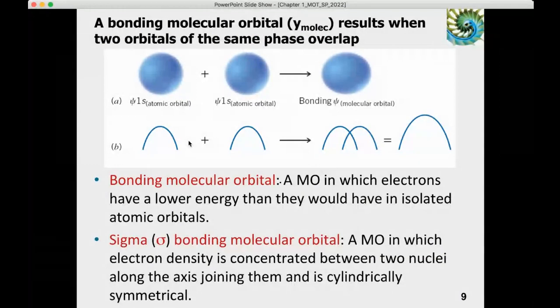So we started looking at different examples in the previous class. One simple example that I gave you was combining two 1s orbitals, okay? So the combination of two 1s orbitals in phase, as shown here, leads to, once again, a bonding molecular orbital, which looks like this. And we call this bonding molecular orbital a sigma, because sigma stands for cylindrically symmetrical around the bond axis, right? So because of the shape of this new orbital, we label it as a sigma bonding molecular orbital.